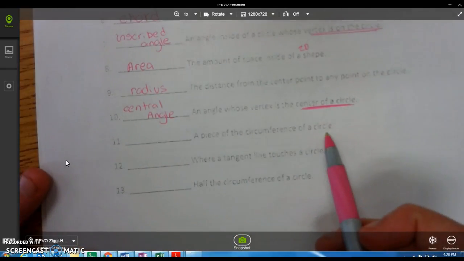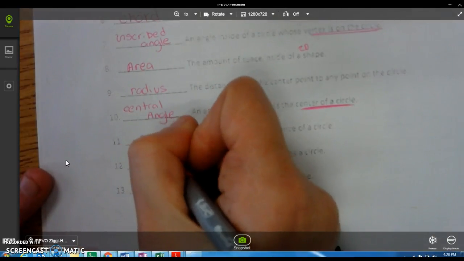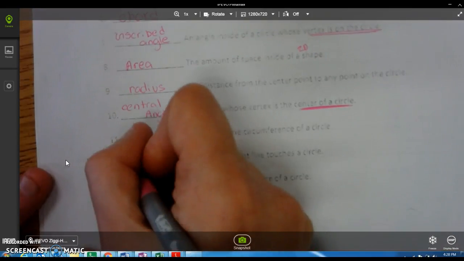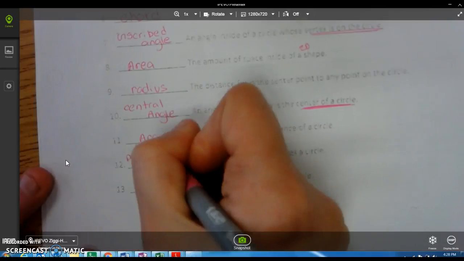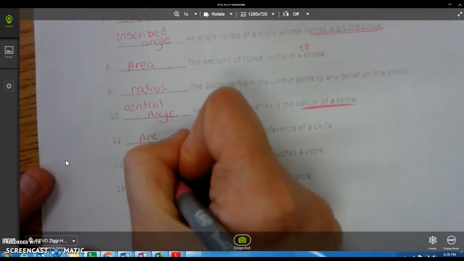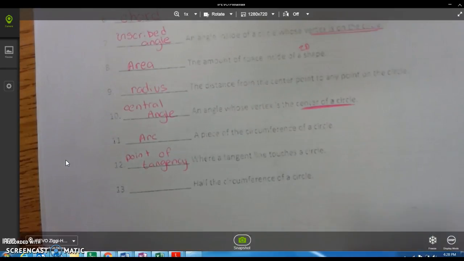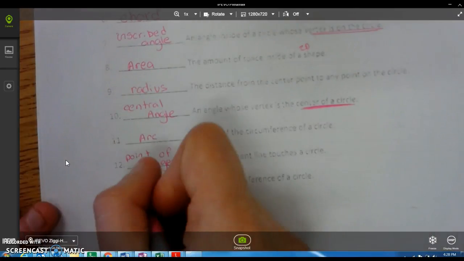A piece of the circumference of the circle is called an arc. Where a tangent line touches the circle is called the points of tangency. Sorry, I didn't make that blank bigger. And then half the circumference of a circle is called a semicircle.